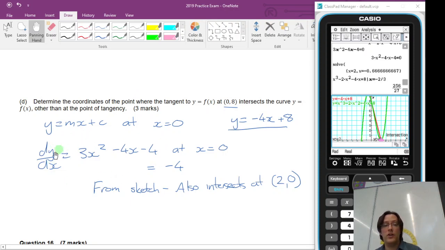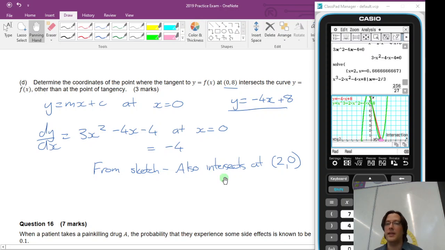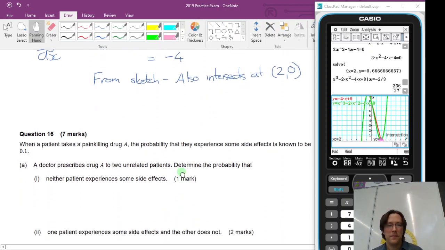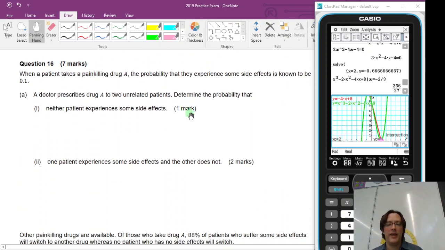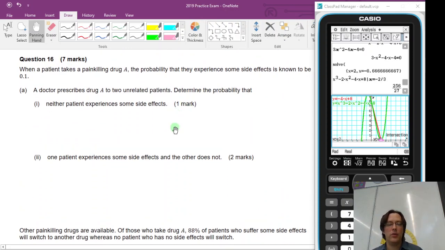Now, it was quite obvious that the gradient would be negative 4 from that because everything zeroes out. The y-intercept was 8, so that one's a pretty easy 3 marks, but it is contingent on getting everything else right, unfortunately. Okay, next up we have a probability question. This one's a tough one.